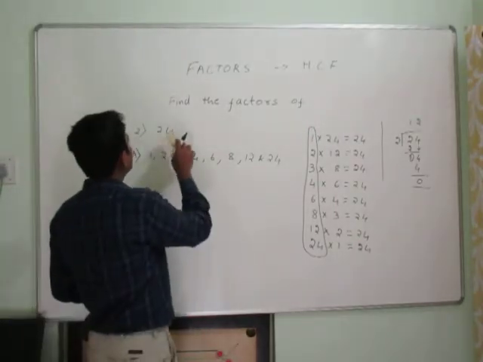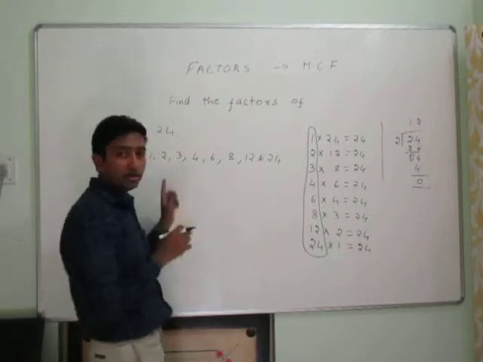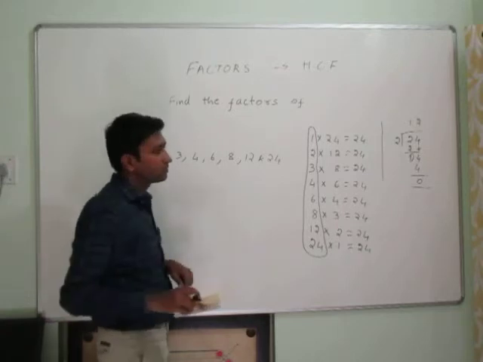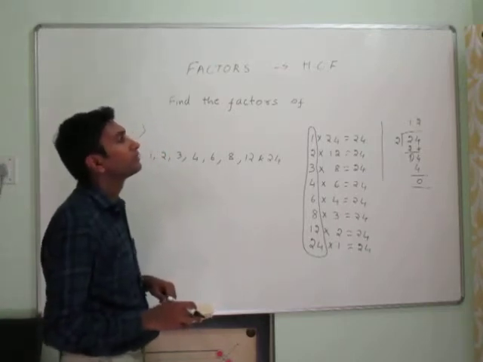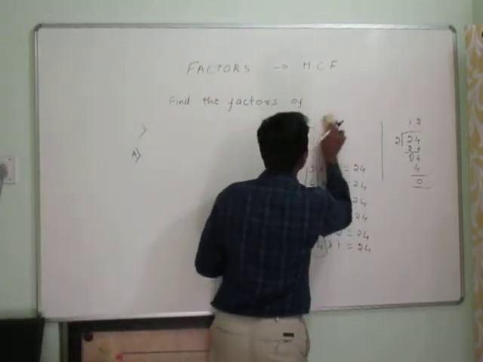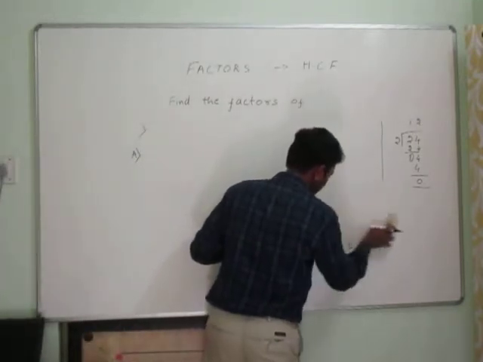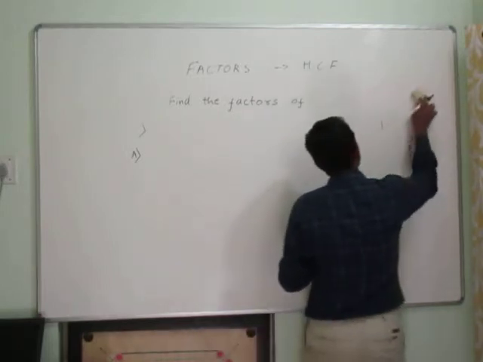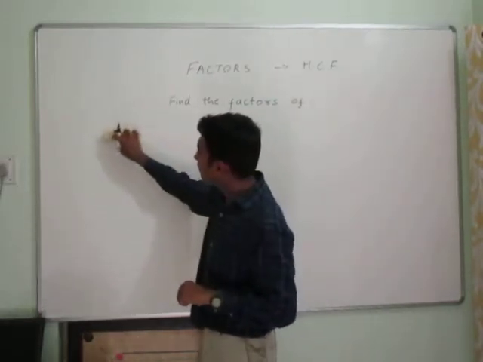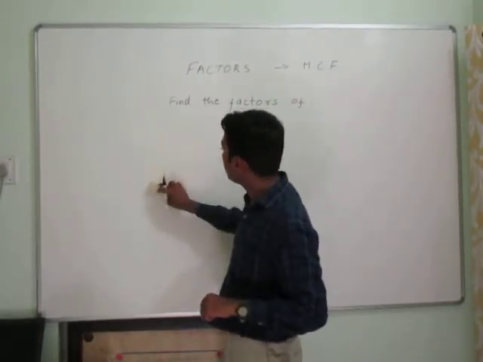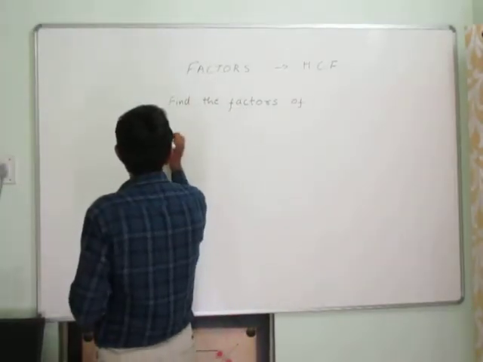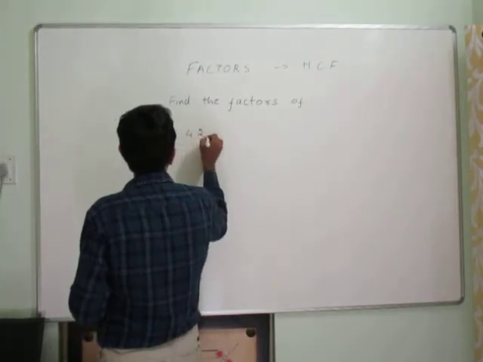Lastly, I will check the 33rd problem. I'll erase this. Factors of 40. Okay. This will be your homework. A little difficult one, but still take your time. There's no rush, no hurry. Try for yourself. Find the factors of 42.